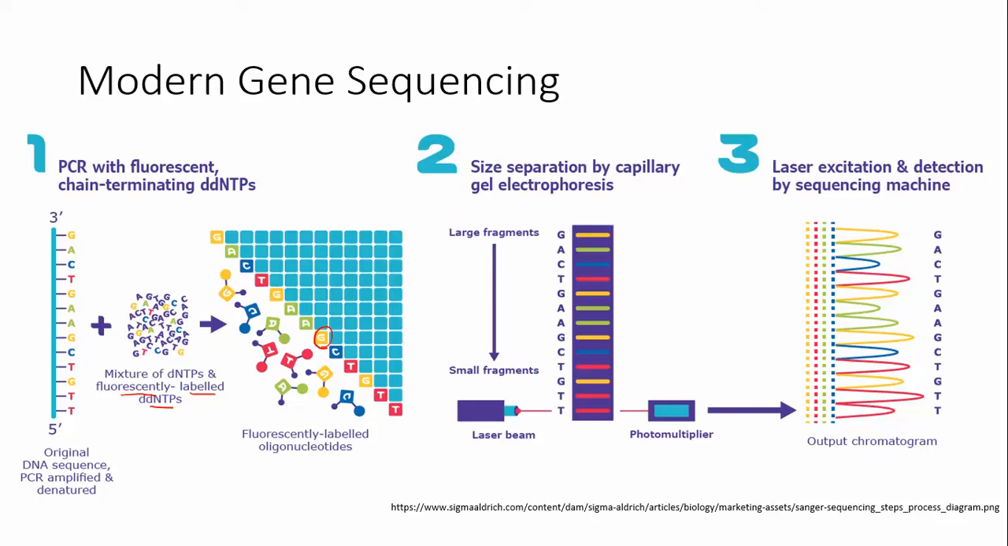Then you can separate out those fragments by gel electrophoresis, which will separate them by size. And you can go from the very smallest, which was just this thymine, and you can have different fluorescent markers on the different bases. So thymine can have one, guanine can have another, cytosine can have another, adenine can have another. And then you can read these.